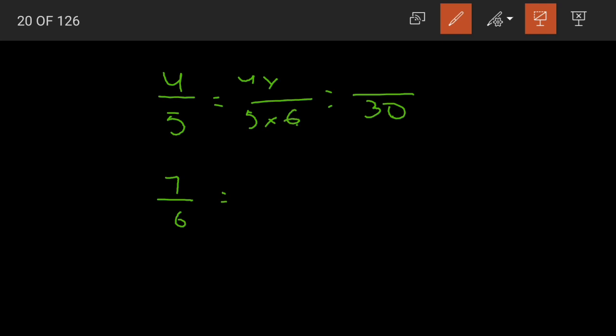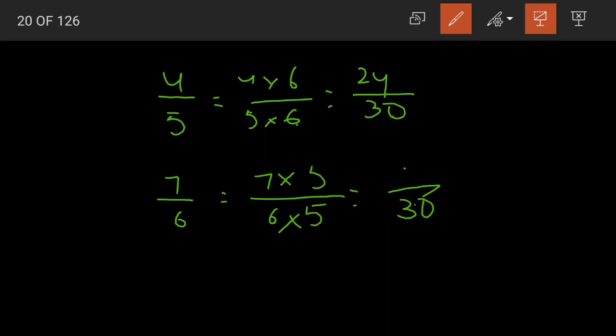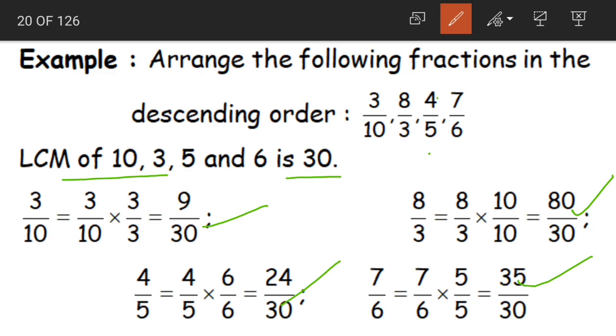Next we have 4 by 5, 7 by 6. Again, we have 5 here. How will we get 30? 5 sixes are 30 and we have 4 sixes are 24. Now again 7 by 6. Now 6 fives are 30 and 7 fives are 35. So our fractions are 24 by 30 and 35 by 30. Understood, children? The second step is also done, that is expressing the fractions with the LCM as their common denominator.